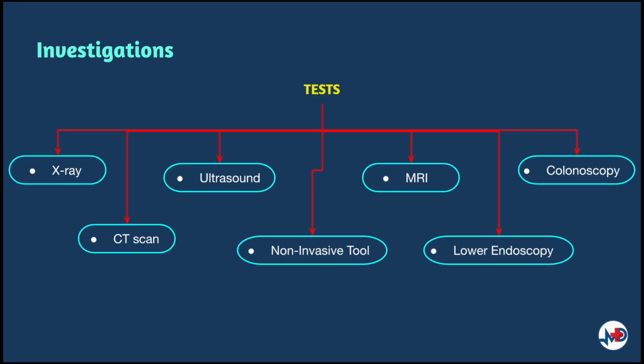Magnetic resonance imaging or MRI is necessary to diagnose underlying primary sclerosing cholangitis. A lower endoscopy is done to evaluate the rectum and distal large intestine, or entire colon and the end of the small intestine for ulcers and inflammation.